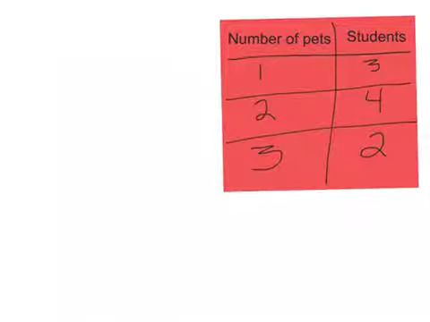All right, I've given you a new data set. And on this data set, it was another survey where we ask students the number of pets they have. I want you to pause the video, and then I want you to turn this data set into a line plot. Push play when you're ready.